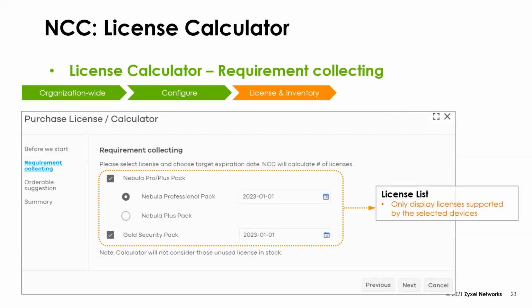So you're going to go in there and say what licenses you want. Are you buying Plus Pack, Pro Pack? Are you buying security licenses? And then you select the target expiration date.